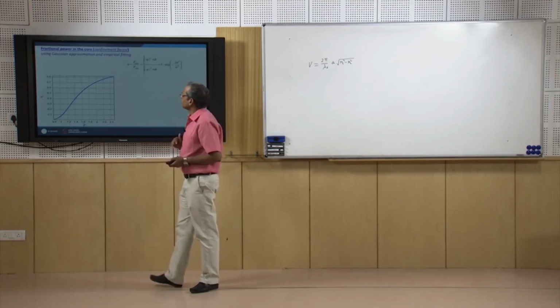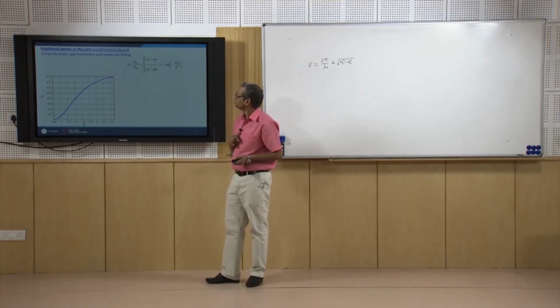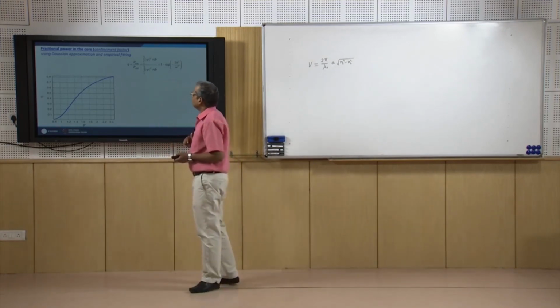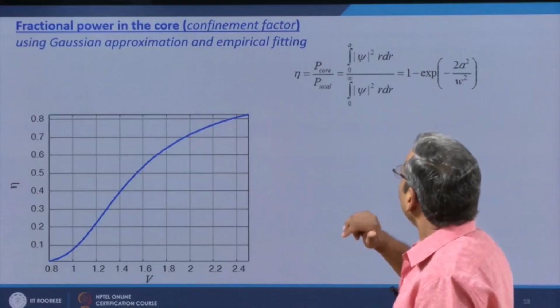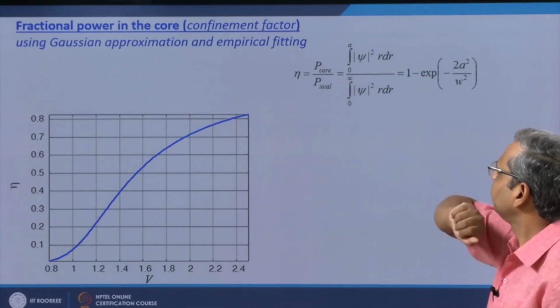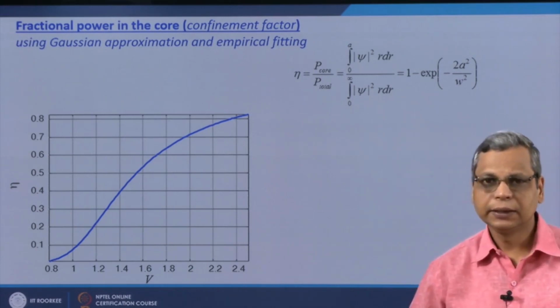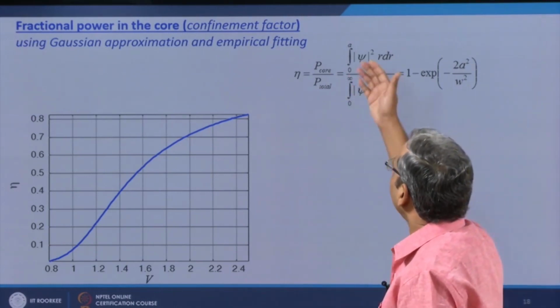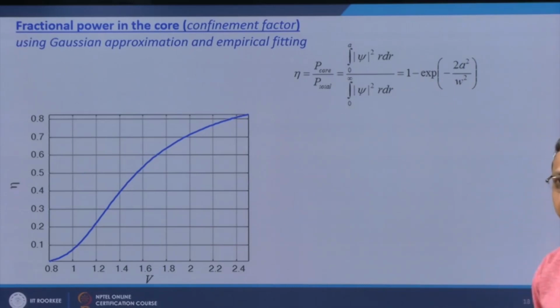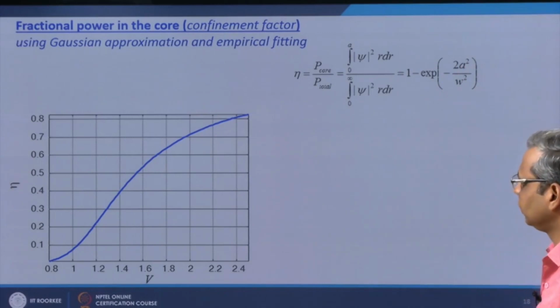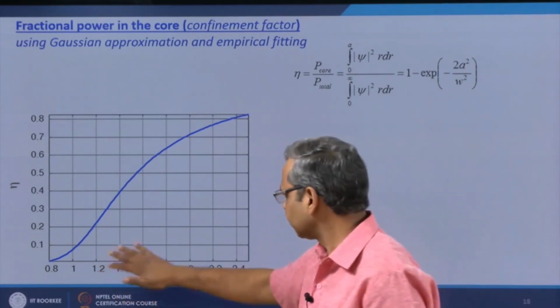Now, let me look at the fractional power in the core and see how good the Gaussian approximation and empirical fitting are. I have calculated the fractional power in the core, which is given as P core over P total, while considering the Gaussian spot size. As I have said, it is very easy to work with Gaussians, so calculating these integrals is not very difficult if you use psi as a Gaussian. When I do this, it comes out to be 1 minus e to the power minus 2a square over w square, and when I plot it, it goes like this.